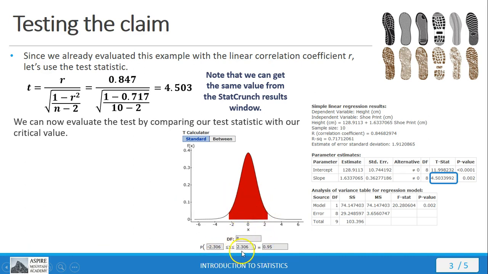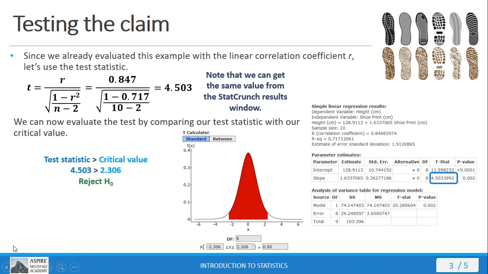So here are our critical values, 2.306 and negative 2.306. Notice we have 8 degrees of freedom, but our sample size is 10. That's the thing that trips up some students: it's n-2 for degrees of freedom and not n-1. So once you have that, you get your critical values out.